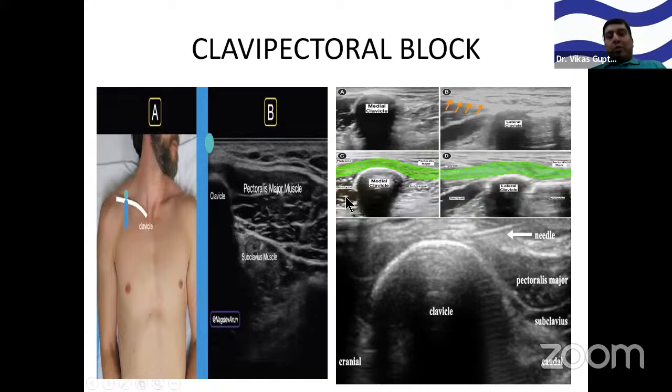We put our linear probe directly on the clavicle and identify it. The fascia is above the clavicle. The needle goes in plane, we hit the clavicle, identify that fascia, and deposit the drug in the fascia, so that a fascial plane block is achieved. With this block we can do all types of clavicle surgeries, plating, nailing, anything. So these are the four types of phrenic sparing blocks.